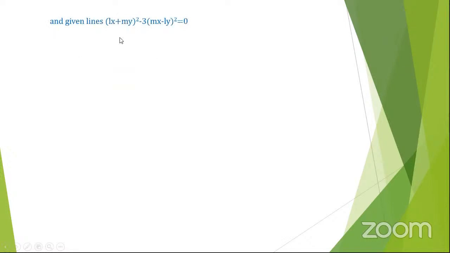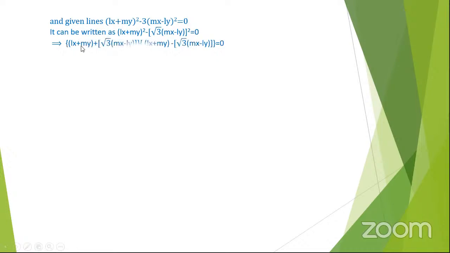And the given line is this one: (Lx + My)² minus 3 into (Mx − Ly)² is equal to 0. And it can also be written as, this 3 can be written as under root 3 whole squared. So we are taking this as (√3)². That is (Lx + My) whole squared minus (√3 into (Mx − Ly)) whole squared is equal to 0.